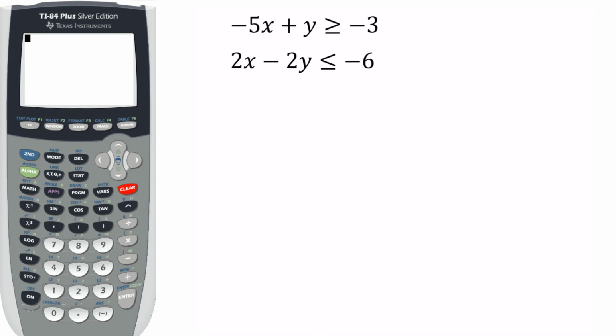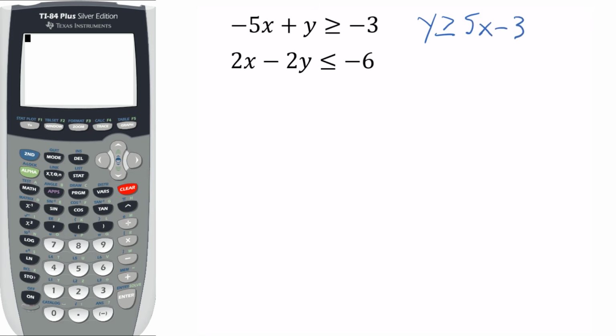In this video, we'll be looking at graphing linear inequalities. When we're given linear inequalities, the first thing we want to do is solve them for y. So on our top inequality, what we want to do is add 5x to both sides. So what that's going to give us is y is greater than or equal to 5x minus 3.